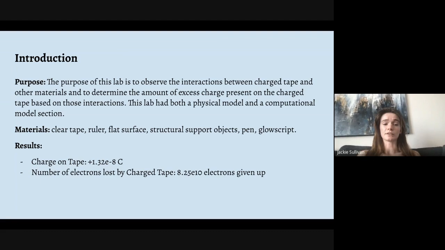The materials were clear tape, ruler, flat surface, structural support objects, a pen, and something to measure the mass of the initial tape. We also used GlowScript for the computational model. Right off the bat, the results: the charge on the tape was positive, 1.32 times 10 to the negative 8th coulombs. The number of calculated electrons lost by the charge tape was 8.25 times 10 to the 10th electrons.